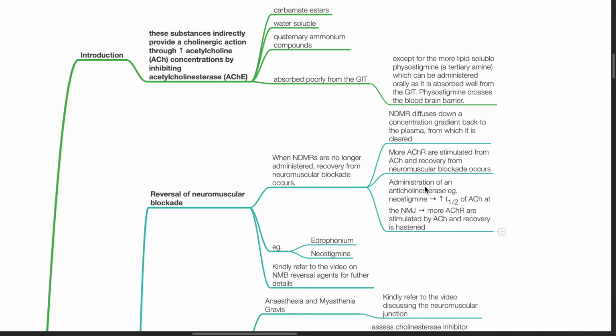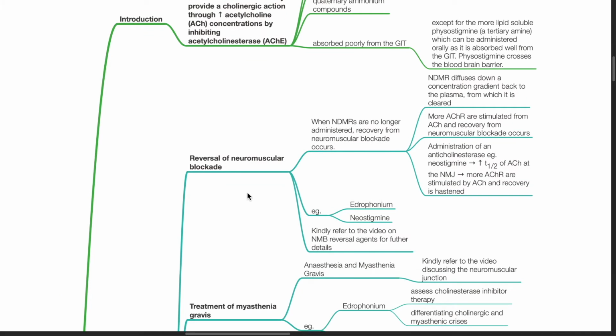Administration of an anticholinesterase such as Neostigmine increases the half-life of acetylcholine at the neuromuscular junction, resulting in more acetylcholine receptors being stimulated by acetylcholine, and recovery is hastened. Examples of neuromuscular blockade reversal agents include Edrophonium and Neostigmine. Kindly refer to the video on neuromuscular blockade reversal agents for further details.